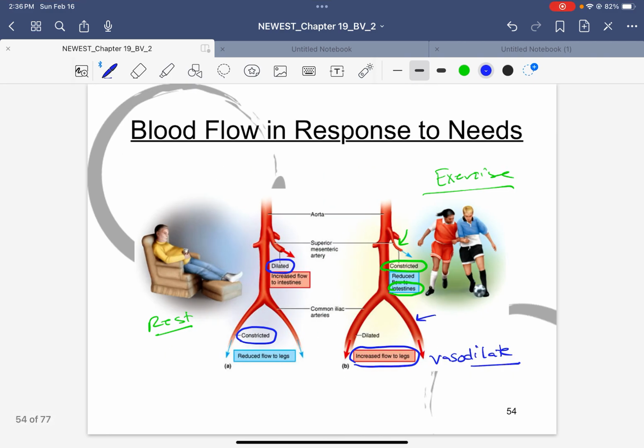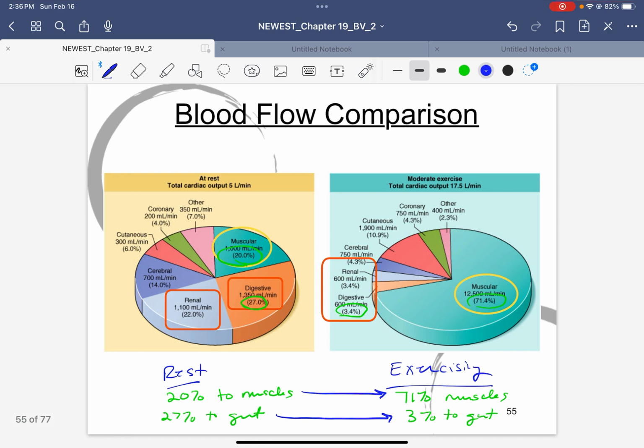You need to know this. During exercise, where are our arterioles dilated? Where are they constricted? At rest, where are our arterioles dilated? Where are they constricted? You need to know that. But I just wanted you to see to what extent.